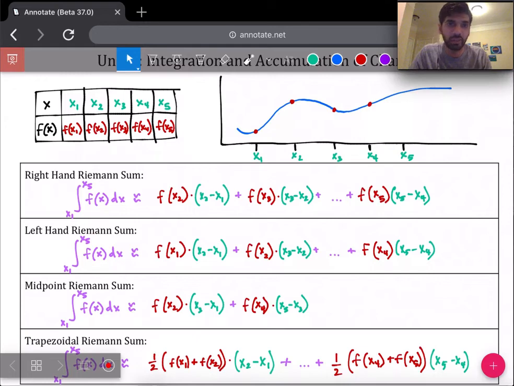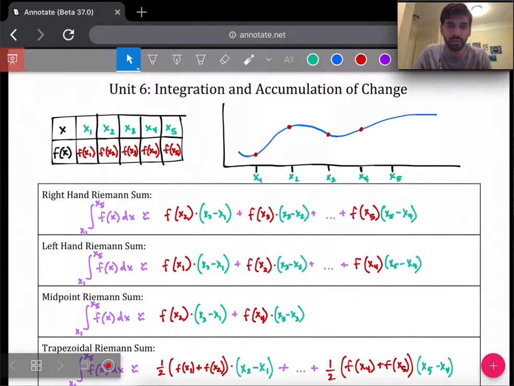This is going to be the study guide for Unit 6. This unit is all about integration and accumulation of change, which means accumulation of change is about the area underneath the graph. As you go underneath the graph and are adding up that area, you're accumulating the change that is happening there. So that's what that vocab means.